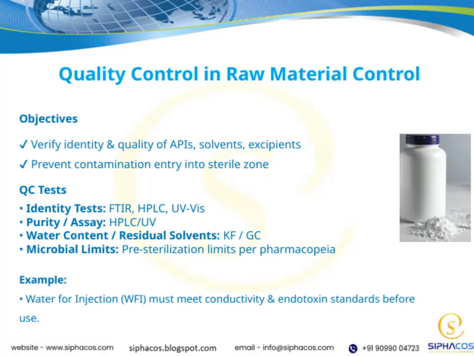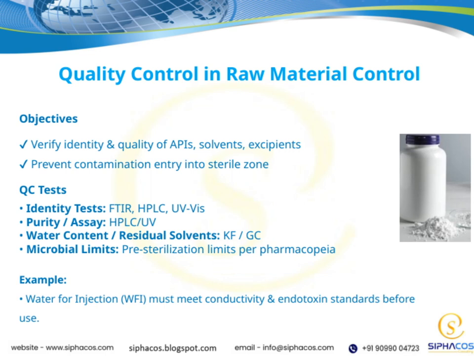Let's talk about quality control in raw material control. The main objectives here are to verify the identity and quality of our active pharmaceutical ingredients, solvents, and excipients. It's essential to make sure we're using the right materials and that they meet our quality standards. Another critical point is to prevent any contamination from entering the sterile zone, which is vital for maintaining product safety and efficacy. When we perform QC tests, we use a variety of methods.